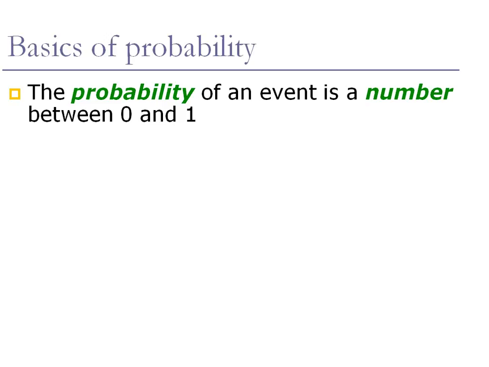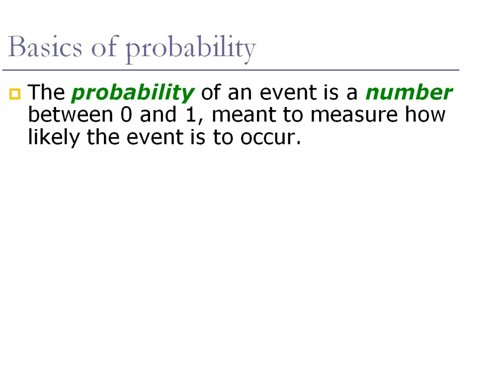You may have heard of probabilities being reported as things other than a number between 0 and 1. We're going to see that in a minute, or maybe in the next video. So it is a number between 0 and 1, and it is also a number that is meant to measure how likely that event is to occur. Remember, we're trying to measure this random variability.